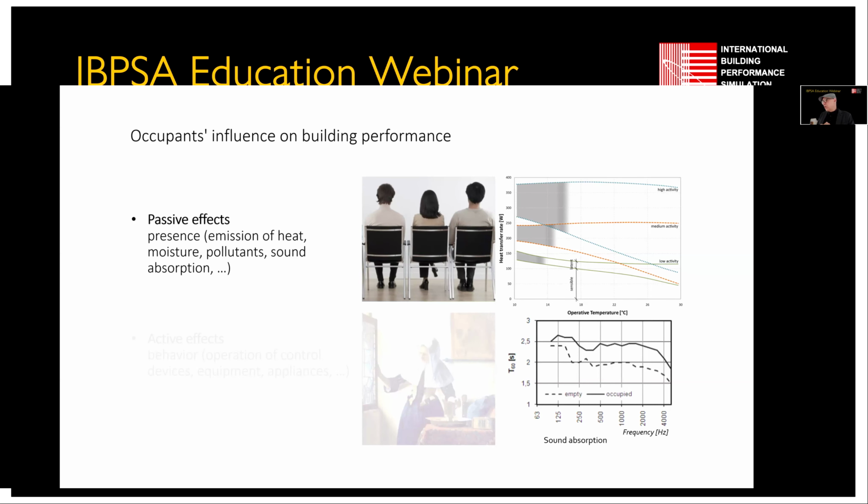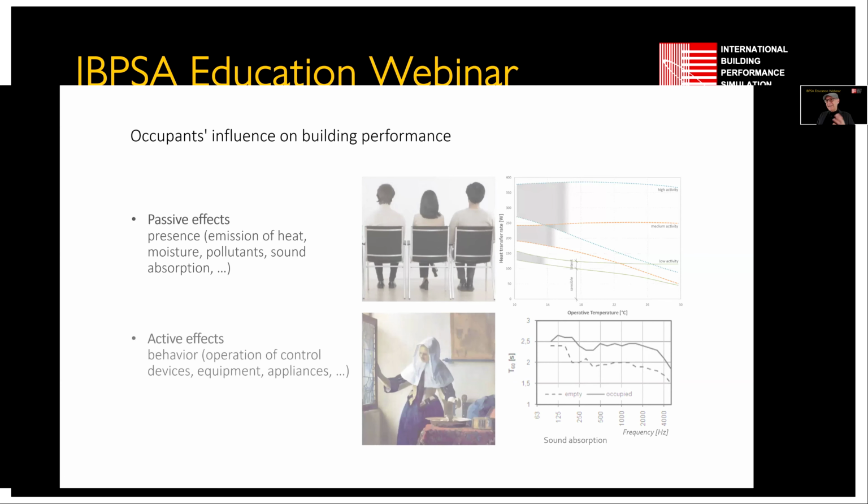We are focusing on the thermal aspects, but the presence of people in a building also has effects on other areas. Just to give you an example, in acoustic terms, the presence of people and their clothing ensemble affect the sound absorption in the room. It's very important in cases where people design rooms that are critical in terms of auditory aspects and communication, music performance, and all of that. So there are very big differences between the reverberation times in an occupied room and in an empty room.